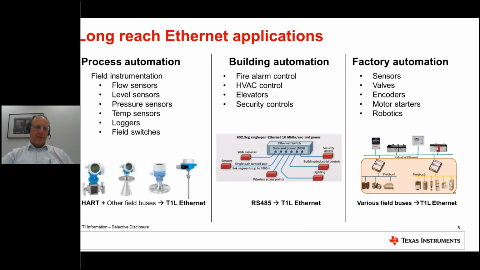Long reach Ethernet applications, very quickly, because you've seen all these applications in previous presentations: in process automation, these are the field transmitters, and in building automation, different end equipments, where 1,000 meters or more is needed. I think you heard before, the physical layer from TI goes up to 1,700 meters, which may be a benefit for large buildings. In factory automation, to some extent, when you do environmental control, I don't see a direct replacement, for example, for IO-Link communication, which still has its own value, being very low power, small, and shorter distance. So the T1L is not an immediate replacement for that.